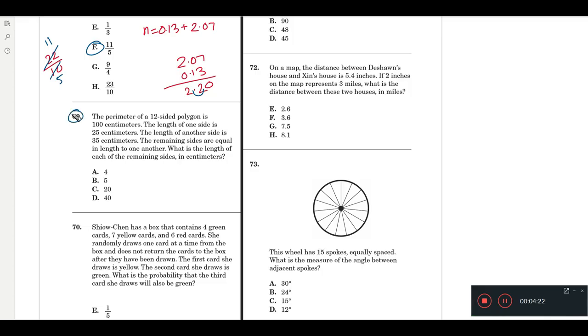Number 69 says the perimeter of a 12-sided polygon. Okay, Taimur, pay attention to this. I remember you had trouble with this yesterday. The length of one side is 20 centimeters. So the perimeter is 100.